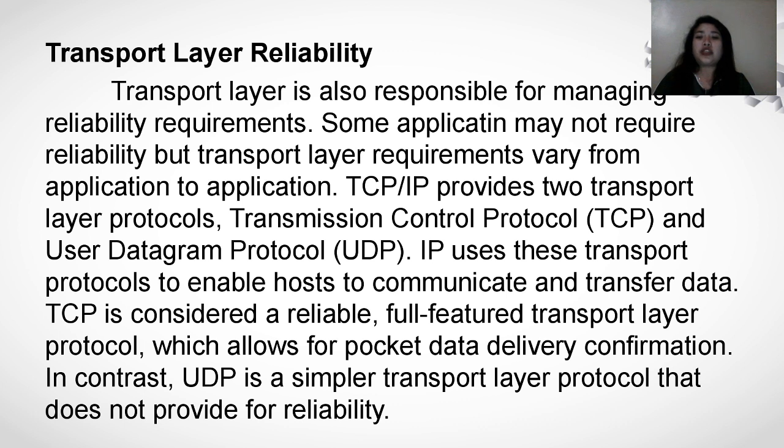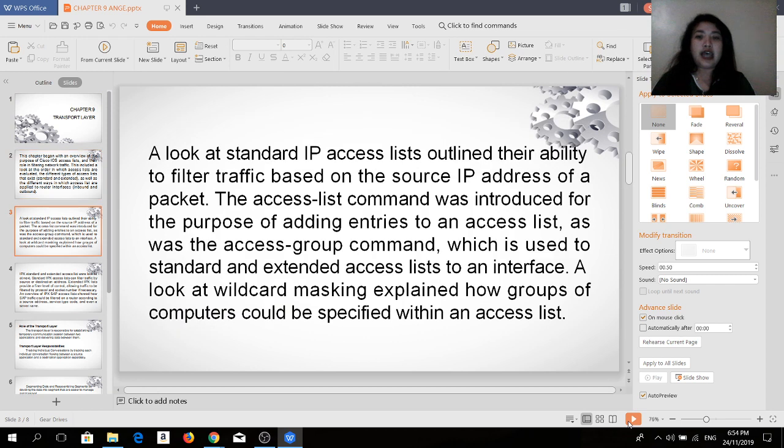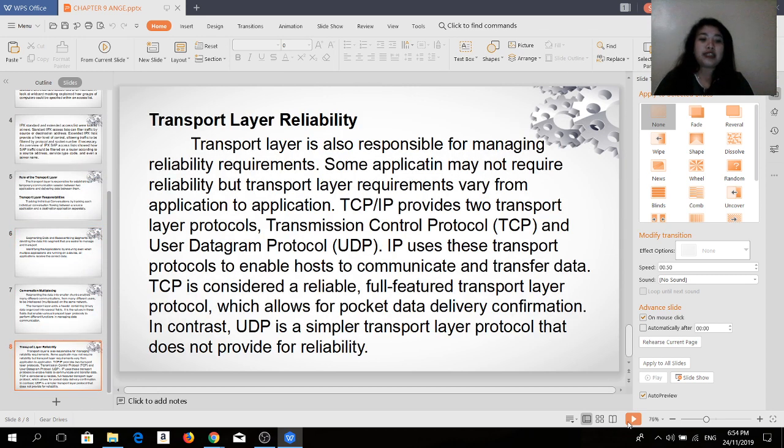TCP is considered a reliable, full-featured transport layer protocol which allows for packet data delivery confirmation. In contrast, UDP is a simpler transport layer protocol that does not provide for reliability. So this is the end of my presentation for Chapter 9.